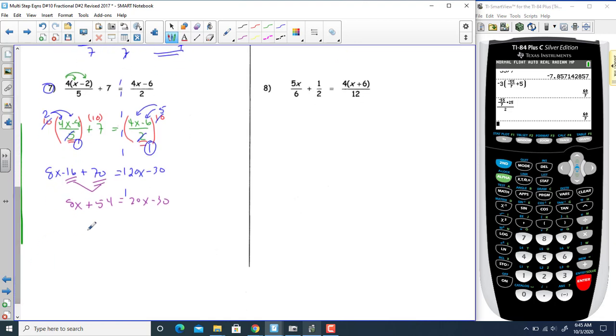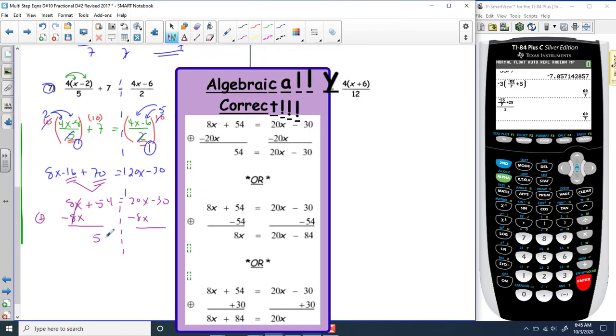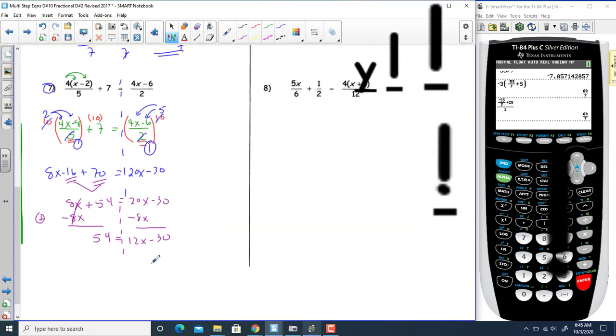At this point, I hope that you recognize that this is a little awkward because there are variables in both expressions, so I want to move or remove a variable quantity from one of the expressions, and most efficiently that's done by adding negative 8x to both expressions, subtracting 8x from both sides. You can add whatever you want to an equation so long as you do it equally on both sides. The relationship will not change, it will just look different. You're left with 54 equals 12x less 30.